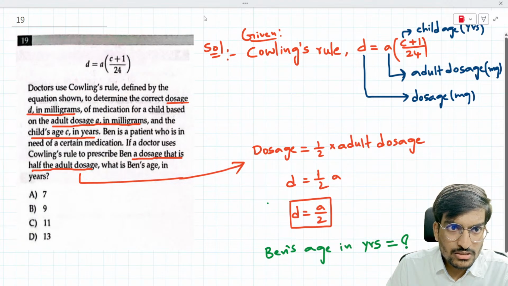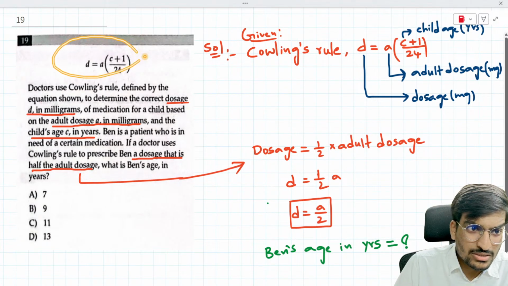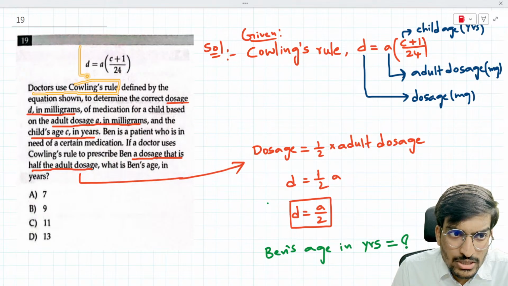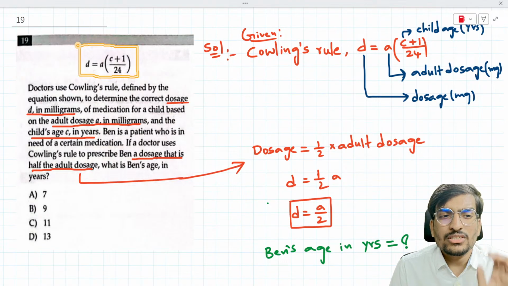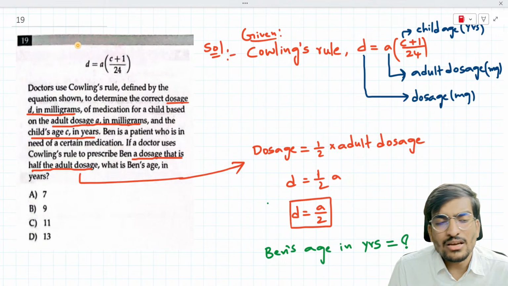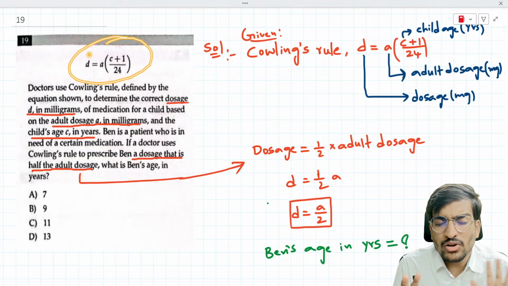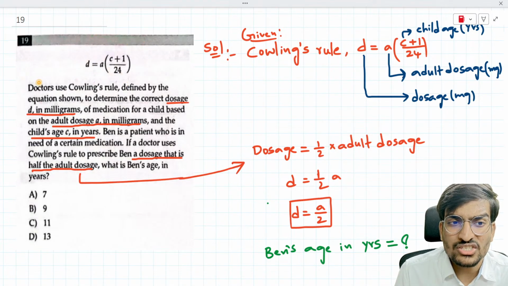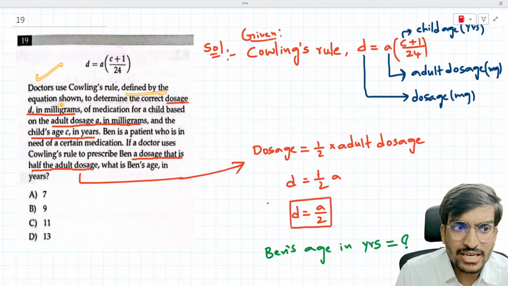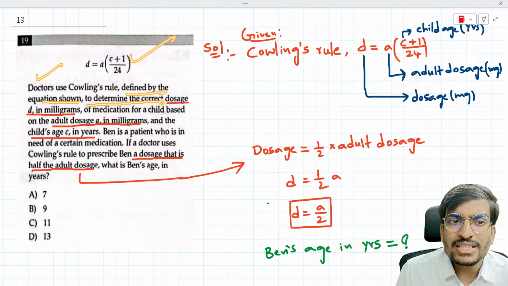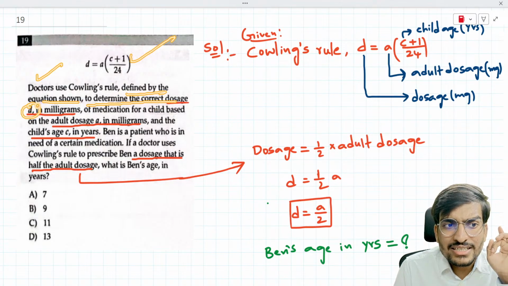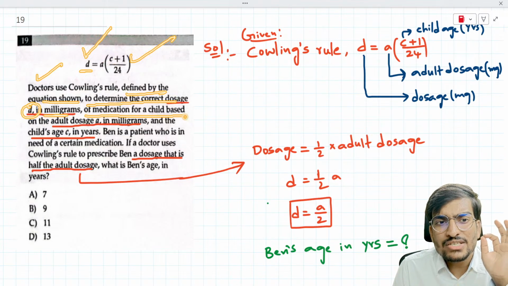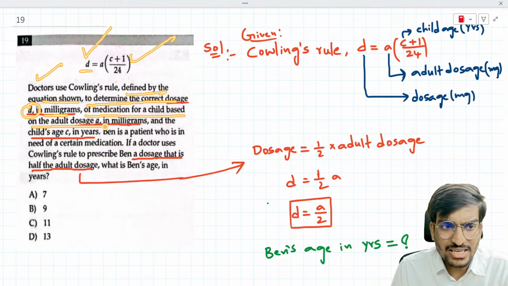So here you can see, let's go with the question. This is some equation, fine. Doctors use Cowling's rule. The equation you see is nothing but Cowling's rule. Don't get deep into it. Let's see how we can solve the equation. We are just trying to manipulate and solve the equation in this chapter. This is the Cowling's rule equation used by doctors, defined by the equation shown to determine the correct dosage D for dosage in milligrams of medication for a child based on the adult dosage A.